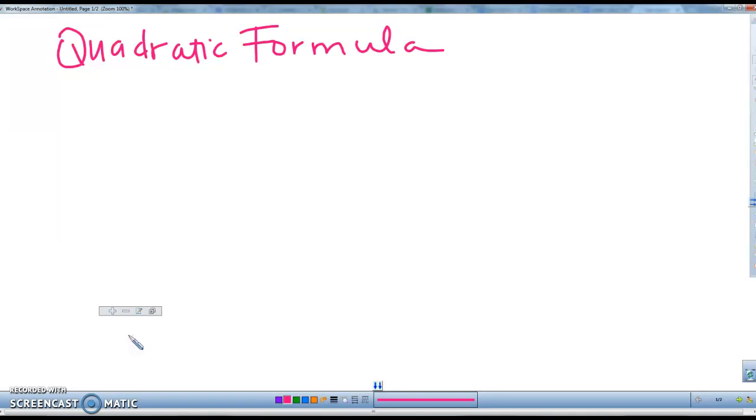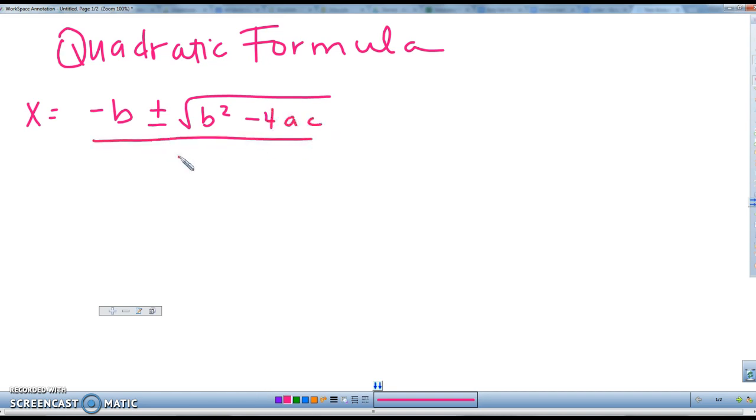Okay, so today we're going to talk about the quadratic formula. And I'm going to go ahead and tell you the quadratic formula is x equals negative b plus or minus the square root of b squared minus 4ac, divided by 2a. And you are going to want to memorize that.